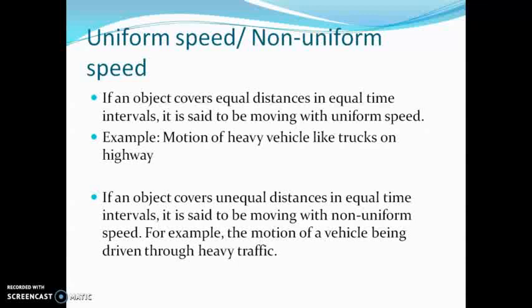Now both these situations you must have experienced. When the road is clear, the vehicle moves with a constant speed. So that's a uniform speed. Whereas whenever traffic is there, the vehicle is not moving very fast. It stops and then goes again. So that we call non-uniform speed. I hope you are all clear about uniform speed and non-uniform speed.